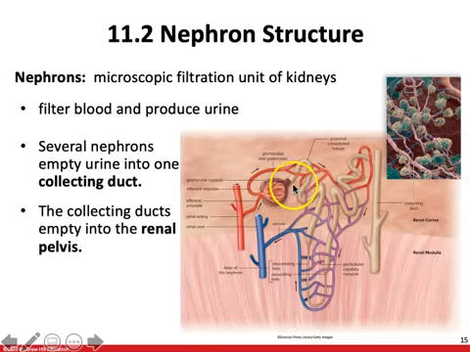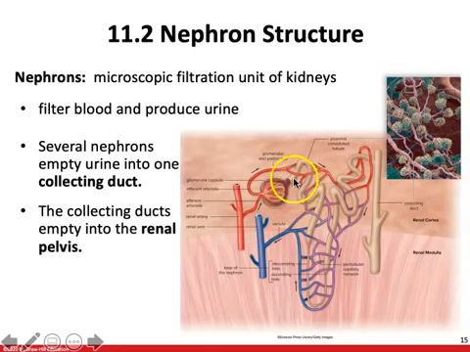After we pass through the glomerulus, we're going to move into the proximal convoluted tubule. This is going to be made out of cuboidal epithelial cells. They're going to have a lot of microvilli that form the brush border. These are going to ultimately help, well, why? Actually, let me pause for a second.